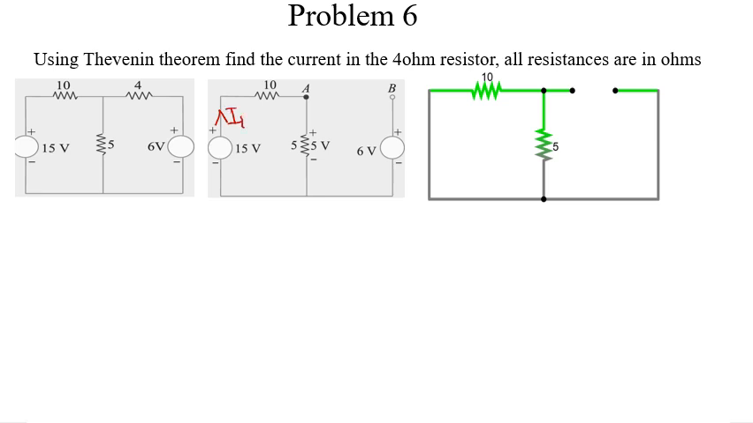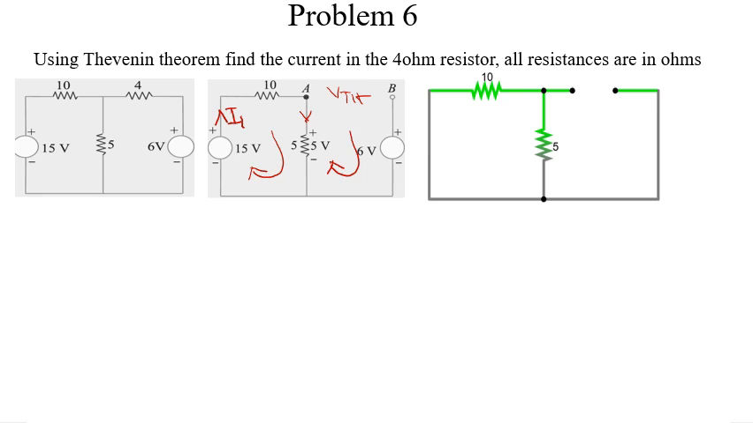And here the same I1 will flow, and here we name VTH. So now to find VTH, we take our loop in this direction, and we're also taking our loop here in this direction, all clockwise.